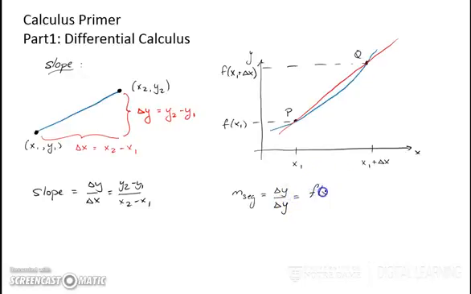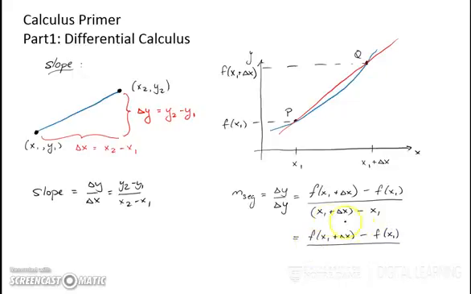So this would be f of x1 plus delta x minus f of x1, so this is just y2 minus y1, divided by x1 plus delta x, so that's x2 in our previous parlance, minus x1. And so you can see that this is going to be equal to f of x1 plus delta x minus f of x1 divided by, since the x1s are going to cancel out in the denominator, delta x.